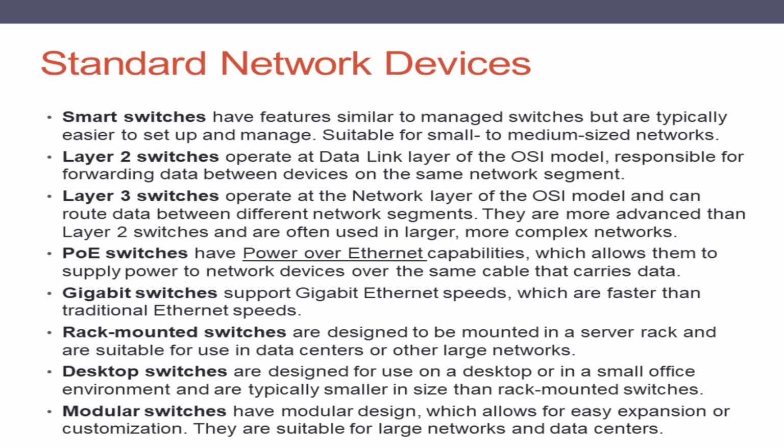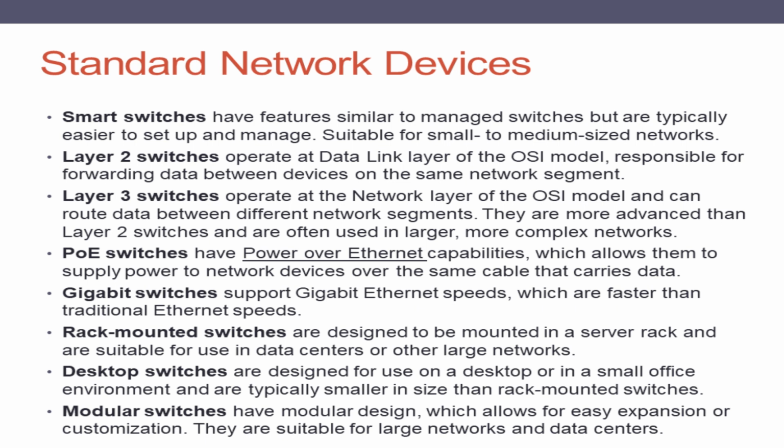Smart switches have features similar to managed switches but are typically easier to set up and manage. Suitable for small to medium-sized networks. Layer 2 switches operate at the data link layer of the OSI model, responsible for forwarding data between devices on the same network segment. Layer 3 switches operate at the network layer of the OSI model and can route data between different network segments. They are more advanced than Layer 2 switches and are often used in larger, more complex networks.